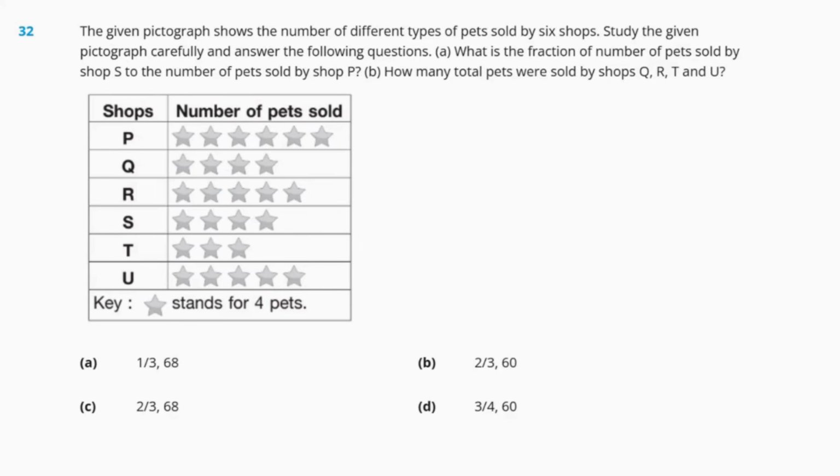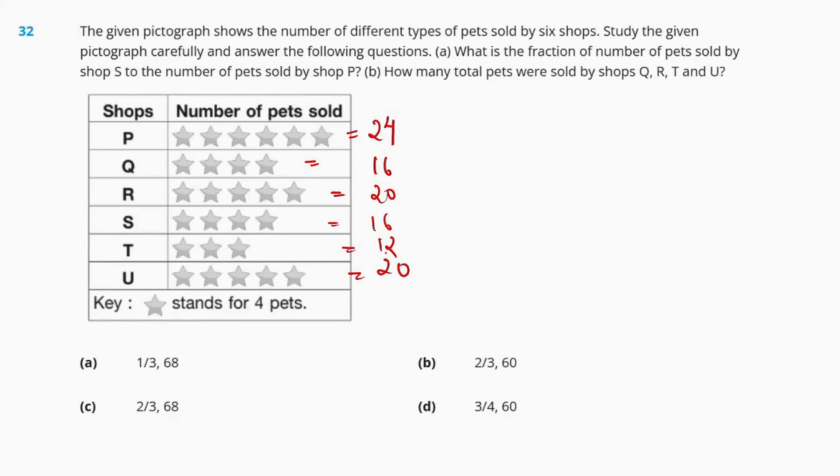Okay, so before moving on to the questions, first of all, let us try to solve the pictograph. It is given that one star stands for 4 pets, right? So here there are 6 stars, so it will be 6 into 4, that is 24. Now this is 4 into 4, that is 16. Next is 4 into 5, that is 20. Again, it is 16. Then 3 into 4 will be 12. And finally, this is 5 into 4, that is 20 again.